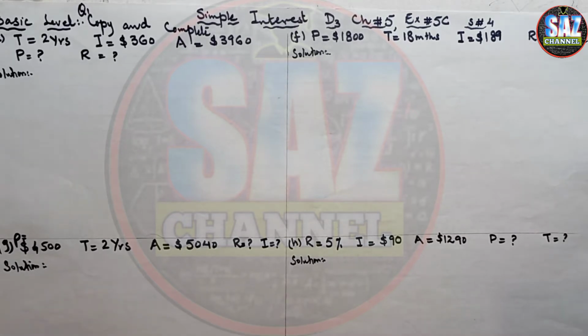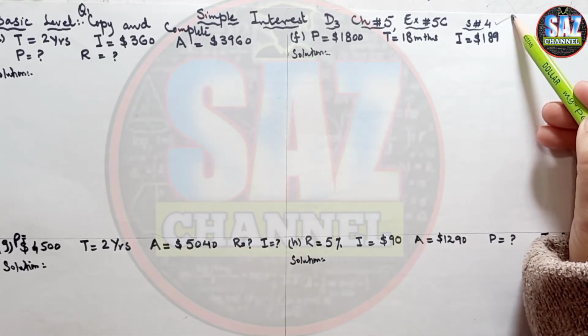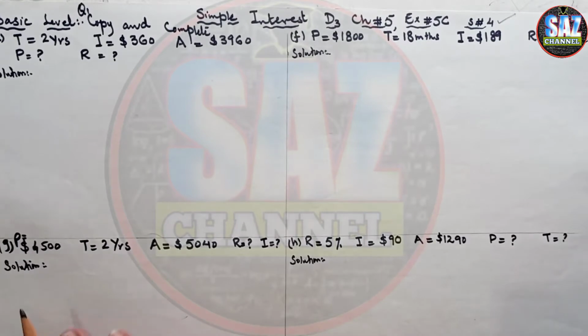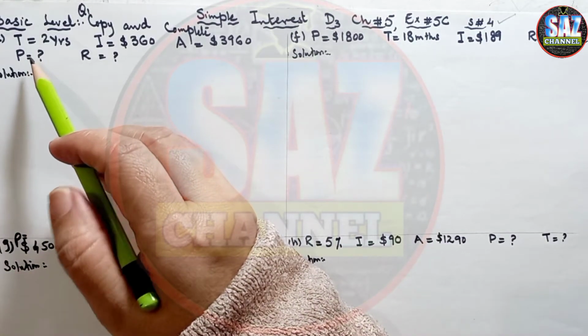This is my fourth lesson of D3, chapter number 5, exercise 5C, that is about simple and compound interest. In this lesson, I will solve question number 1, basic level. The question is about the simple interest. In this lesson, I will discuss question number 1, E part. Let me read and confirm the data from the book.